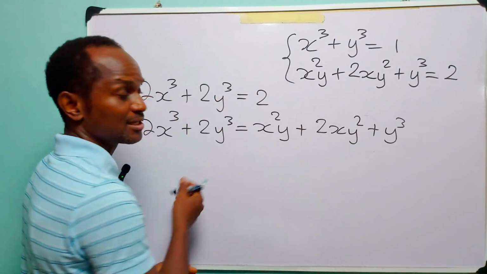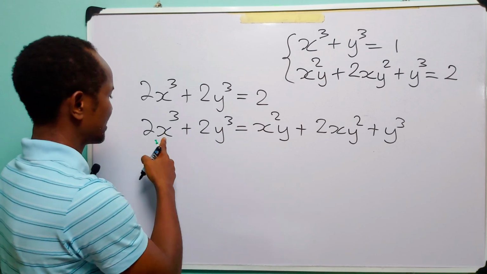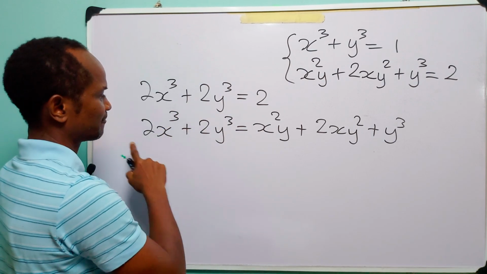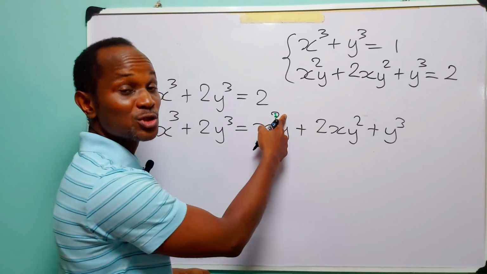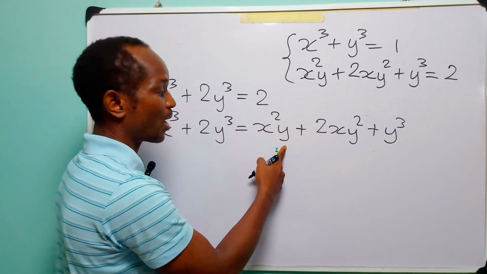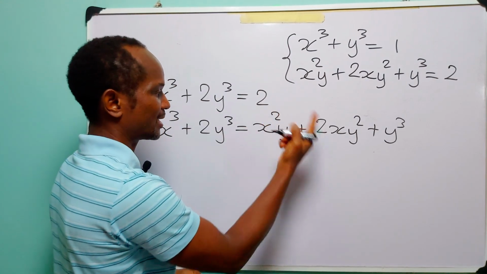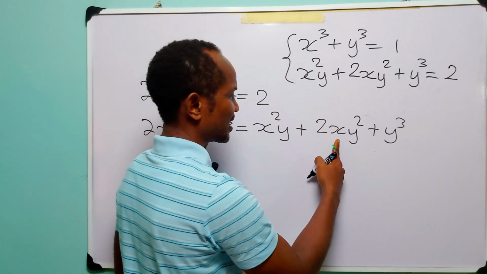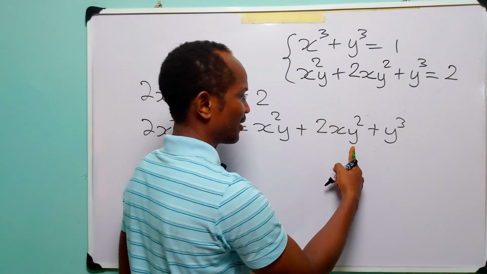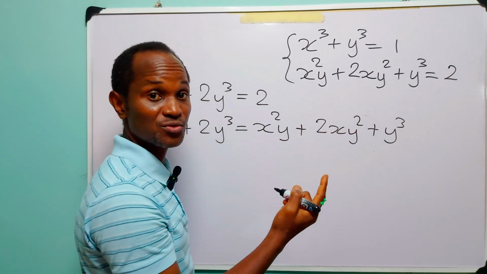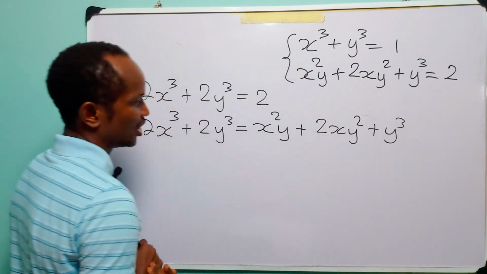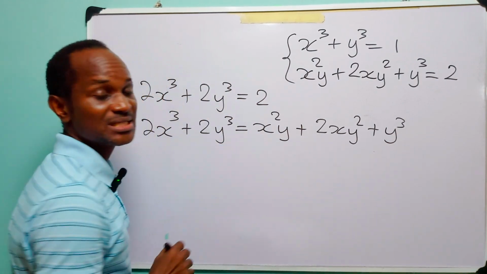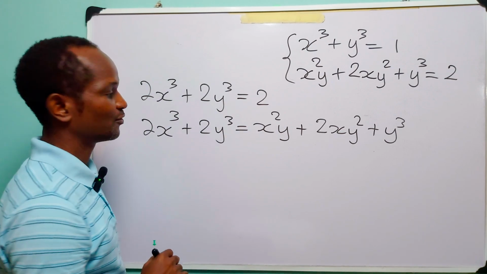Now notice that this equation is homogeneous. The power of x here is 3. The power of y is 3. The power of x here is 2, but the power of y is 1. So 2 plus 1 is 3. The power of x here is 1 and the power of y is 2. 1 plus 2 is also 3. The power of y here is 3. So let us divide through this equation by x cubed.